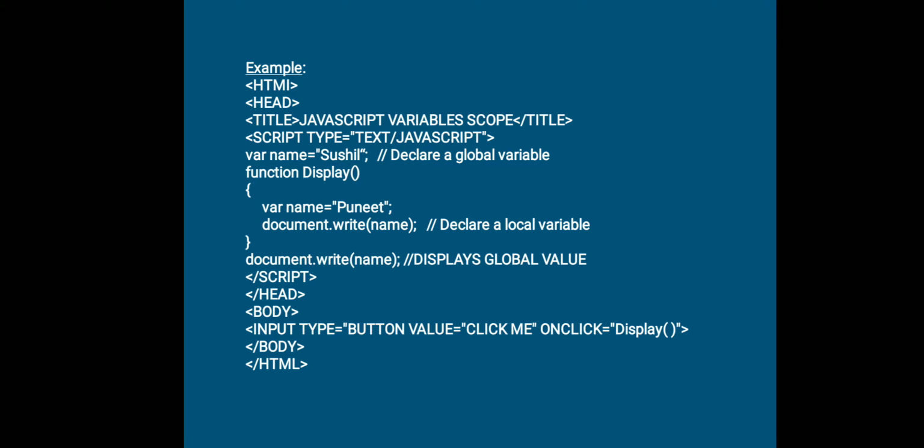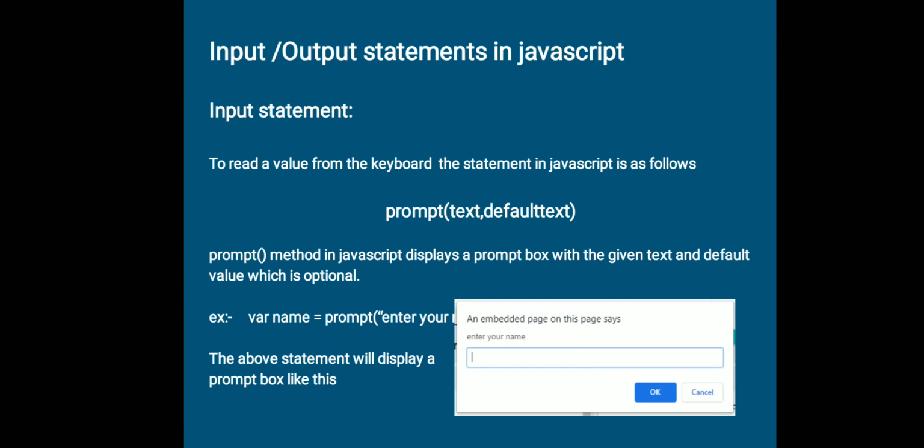Now we have seen what is a variable, how to declare a variable, how to initialize a variable, how to give values to variables, and what is the scope of the variables. Now we'll see the input output statements in JavaScript.